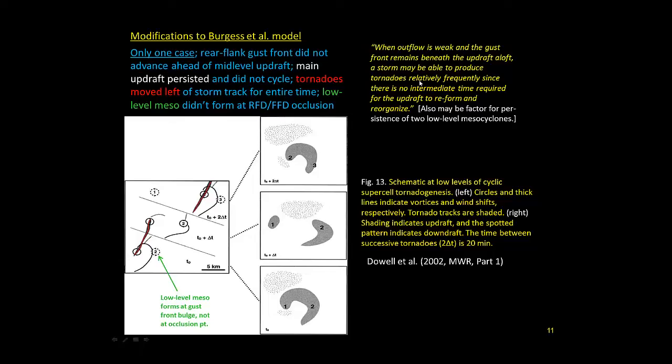I actually think that the balance they're talking about may be a factor for the persistence of two low-level mesocyclones, which we'll talk about a little bit later, and that was a case that Phil Schumacher brought to my attention.